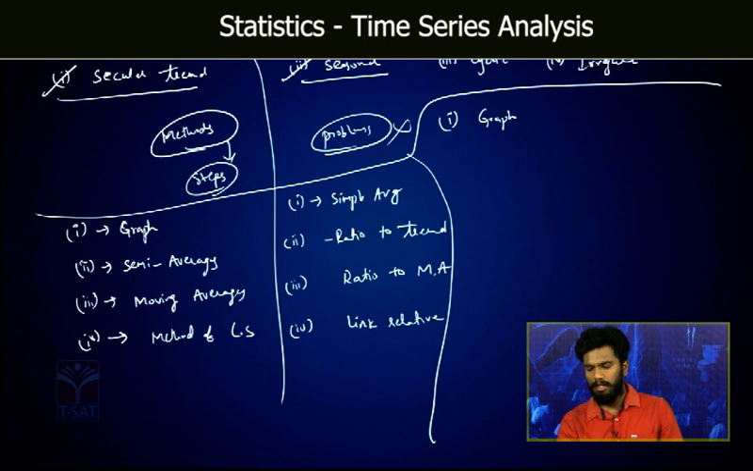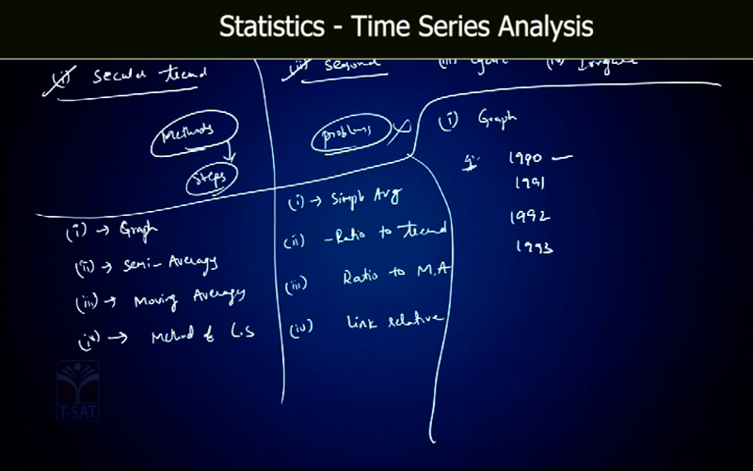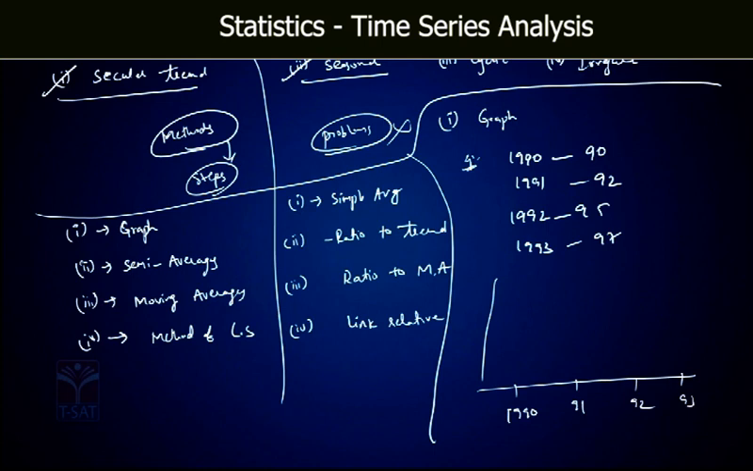Graph. That is a simple graph. Let us take an example. Previously we have considered the years 1990, 1991, 1992 and 1993, and we write the values corresponding to them. Let us consider they are 90, 92, 95 and 97. Just simply draw the graph: represent the years 1990, 1991, 1992, 1993 on the x axis, and represent your y values 90, 92, 95 and 97 on the y axis. Draw a graph. That is a simple graph for the secular trend.